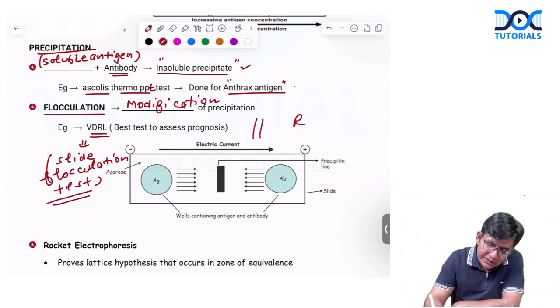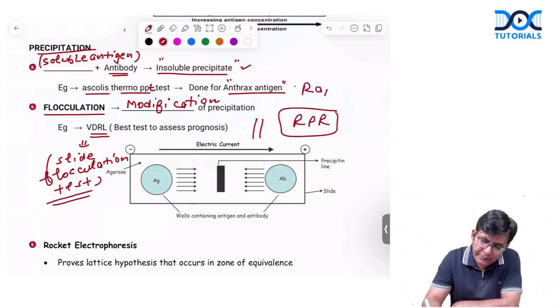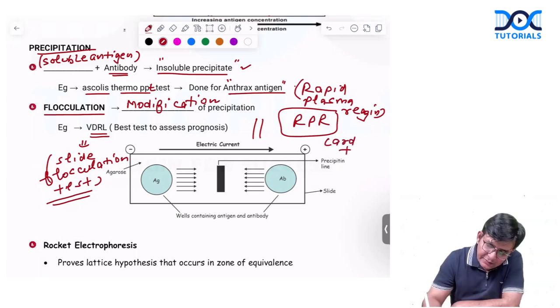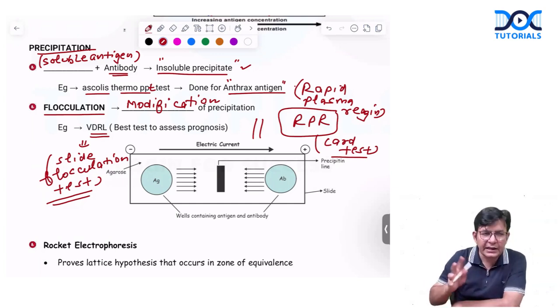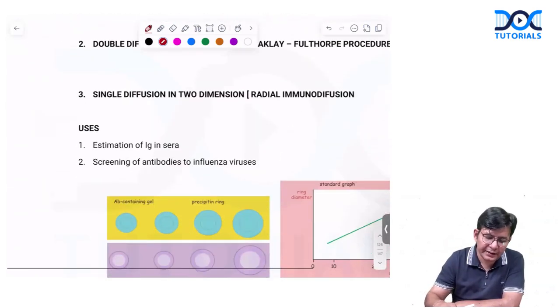But the other entity which is the same is termed RPR. What is RPR? Rapid plasma reagent. This test is similar to the VDRL, and the important thing is that in this we use cards. Ready-made cards are available for this one, and they give instant results. So basically, using flocculation methods we can also produce certain card tests, like RPR, which I already told you.